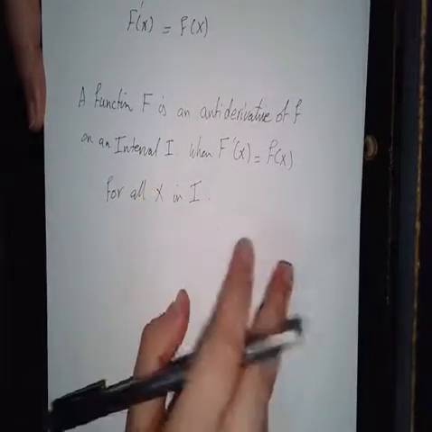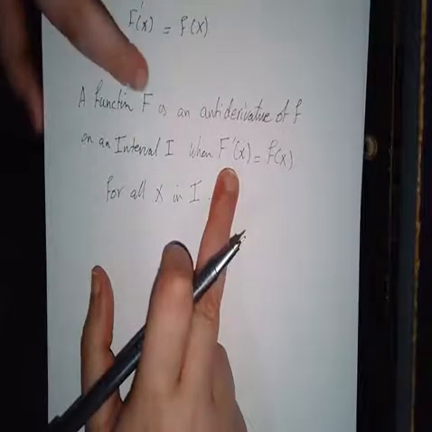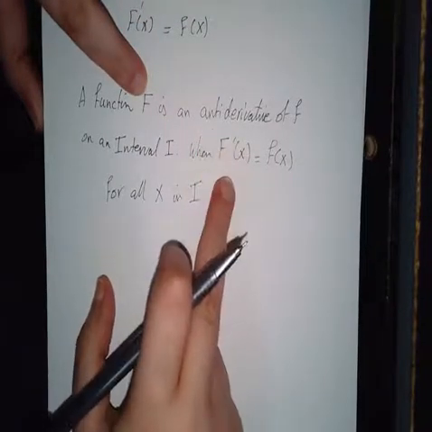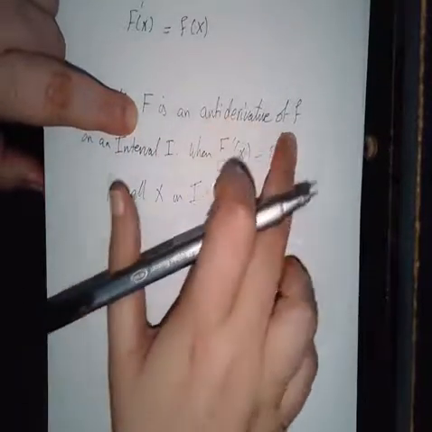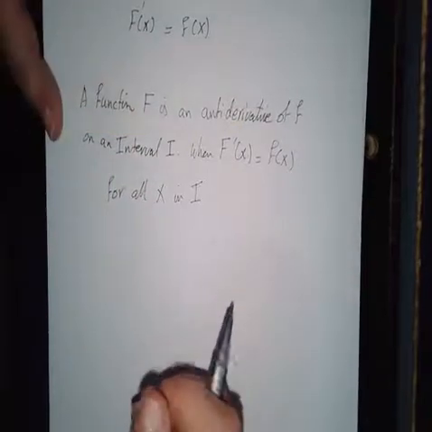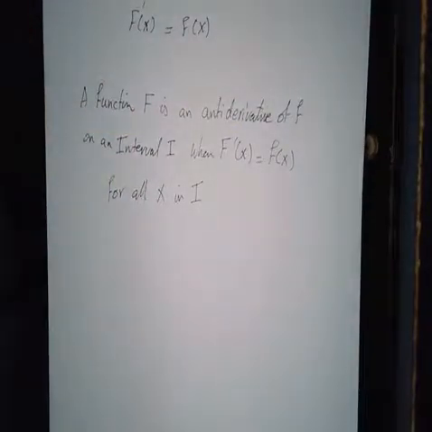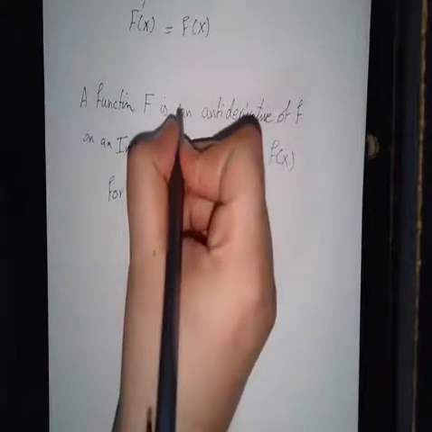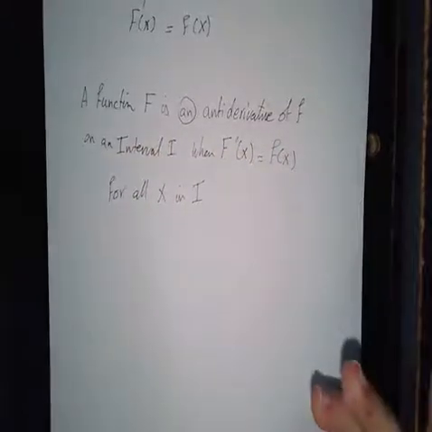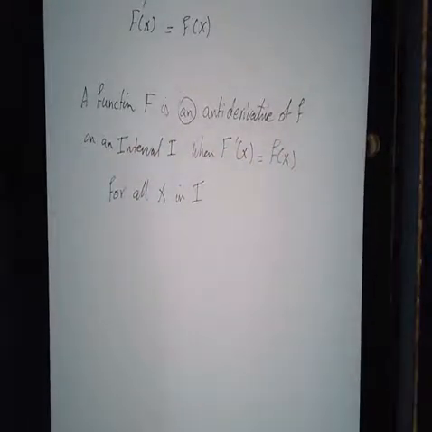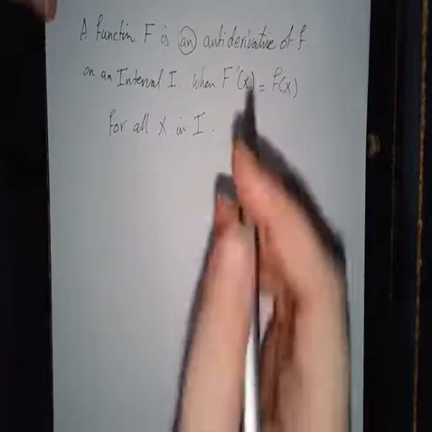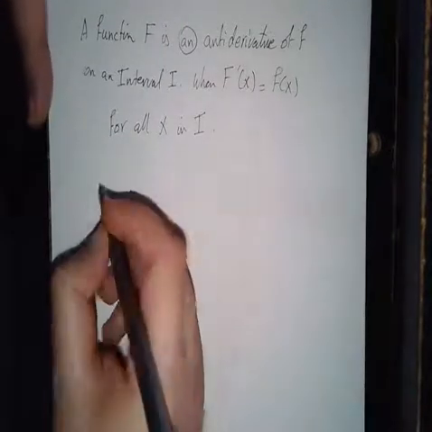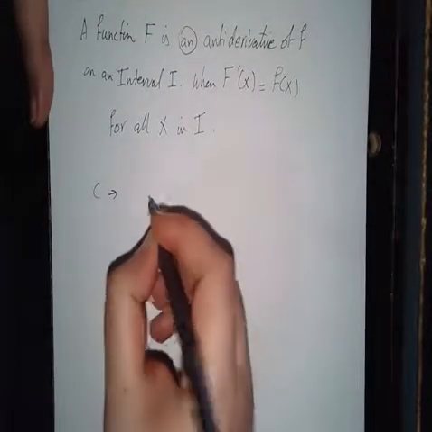So for any x in I, when the derivative of capital F of x equals f of x, that means that capital F without the prime is the antiderivative of f of x. Make sense? So that's basically the definition of an antiderivative. Now, note that we say an antiderivative and not the antiderivative, and there's a reason for that. It's because the answer is not always the same. We have an abstract or arbitrary value we call c, which is meant to represent a constant.